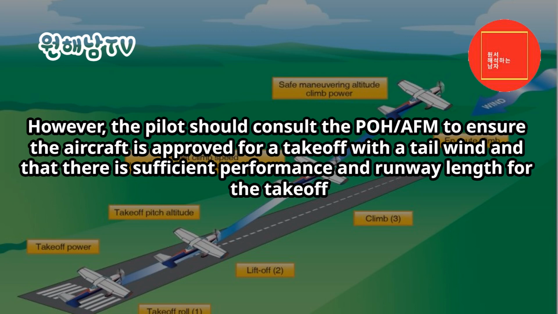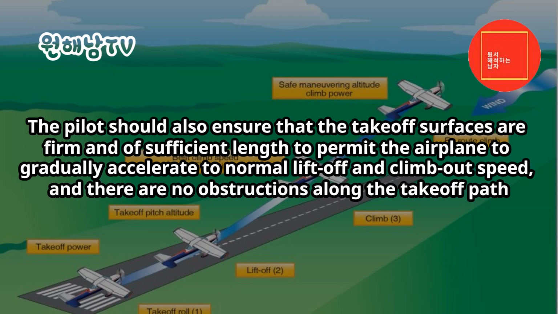However, the pilot should consult the POH/AFM to ensure the aircraft is approved for a takeoff with a tailwind, and that there is sufficient performance and runway length for the takeoff. The pilot should also ensure that the takeoff surfaces are firm and of sufficient length to permit the airplane to gradually accelerate to normal lift-off and climb-out speed, and there are no obstructions along the takeoff path.